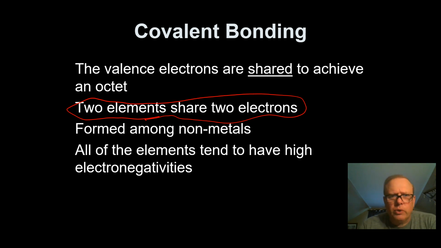Why share electrons, you say? Well, because all of the elements tend to have high electronegativities. So everybody pretty much wants an electron here, so no one's going to give one away. Remember, in ionic bonding, the electron was transferred. Here it is shared, co as in sharing, valent electrons. So that's our story.